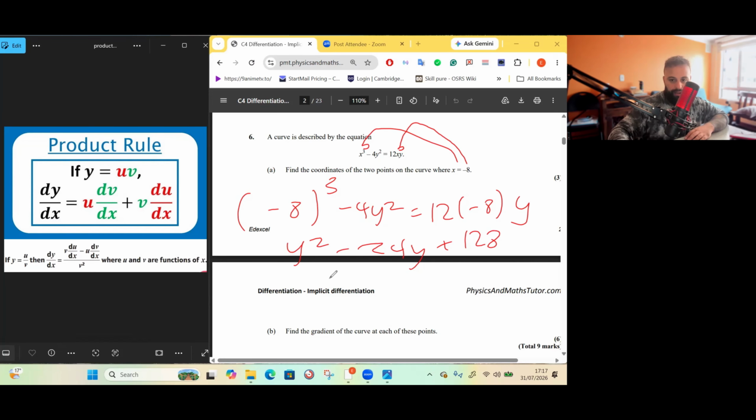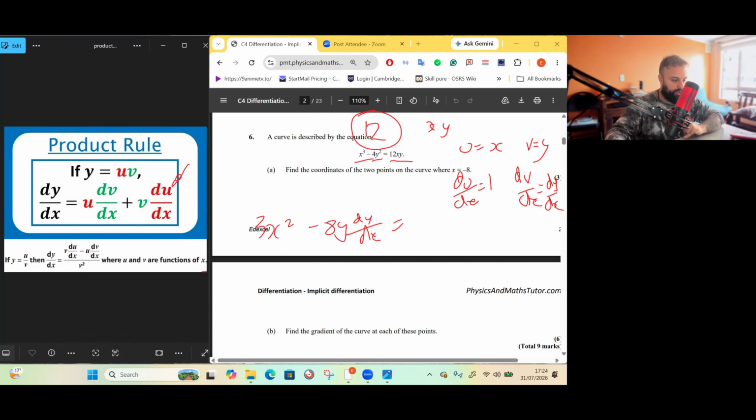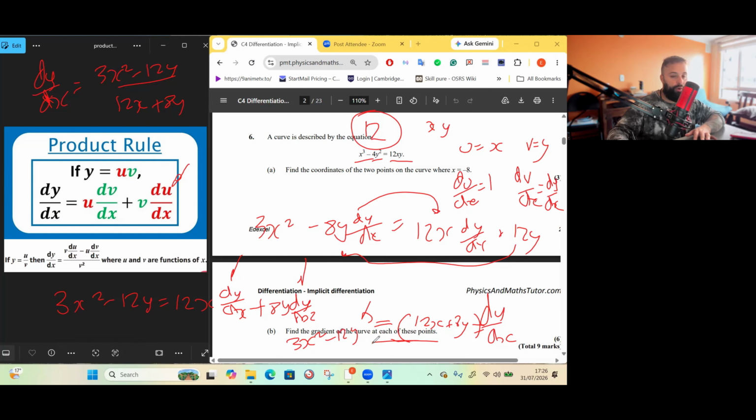So if I substitute it in and times it by the number 12, okay, that's important, I get this. And then what I want to do is I want to move this to that side and move my 12y to this side. And now factorize by dy by dx, and this is what I get. And then I make dy by dx the subject. And then you got to find out the gradient at each of these points.